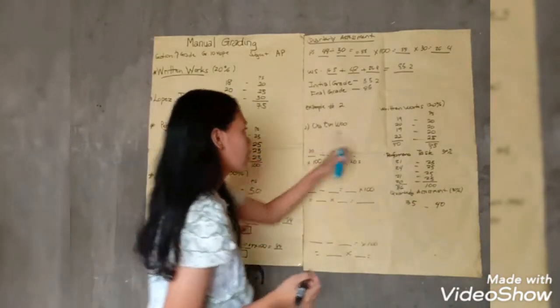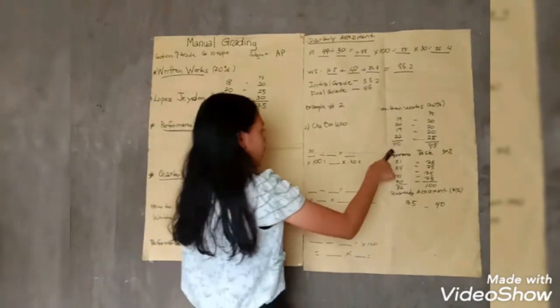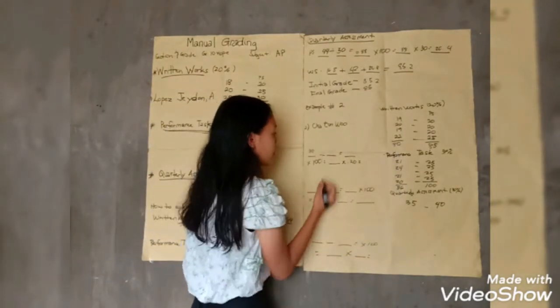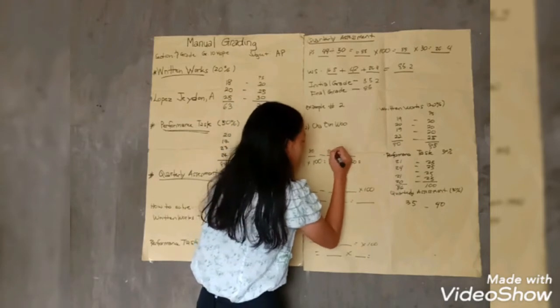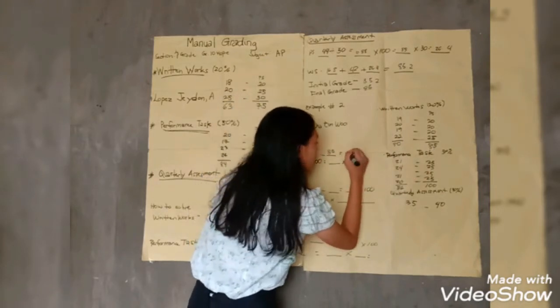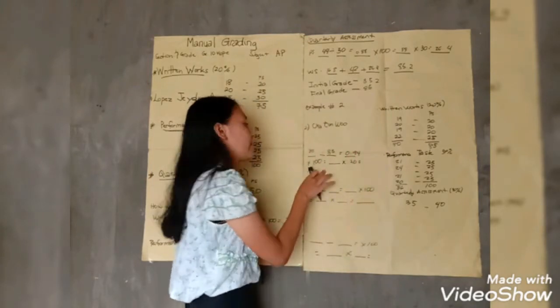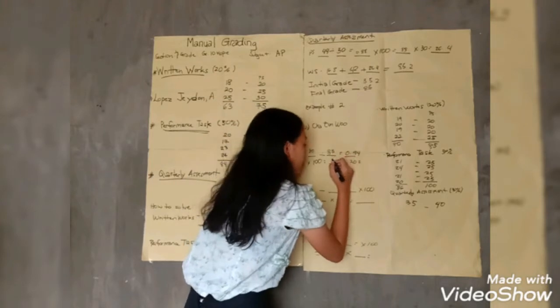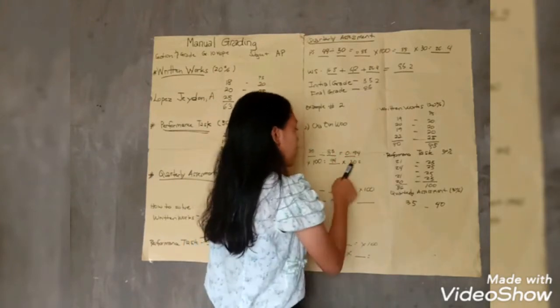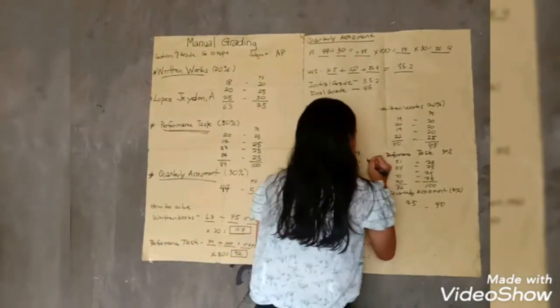So, let's solve the written works. Same process. So 80 divided by the highest possible score, which is 85, equals 0.94. Multiplied by 100 equals 94. Times 0.20 equals 18.8.